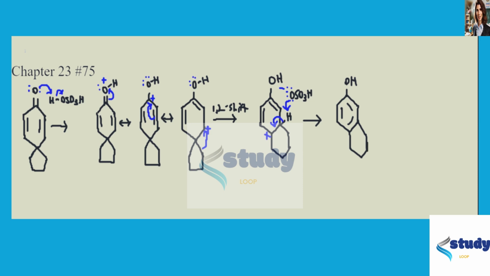Okay, and so that's the mechanism for this reaction. So it's a protonation, and then the double bond rearranges, which presents an opportunity for a 1-2 shift, and then deprotonation to establish a third double bond and aromaticity. And that is the answer to chapter 23, problem number 75.